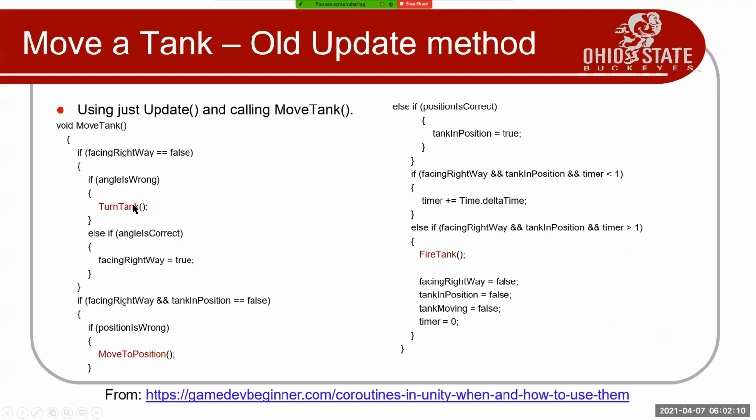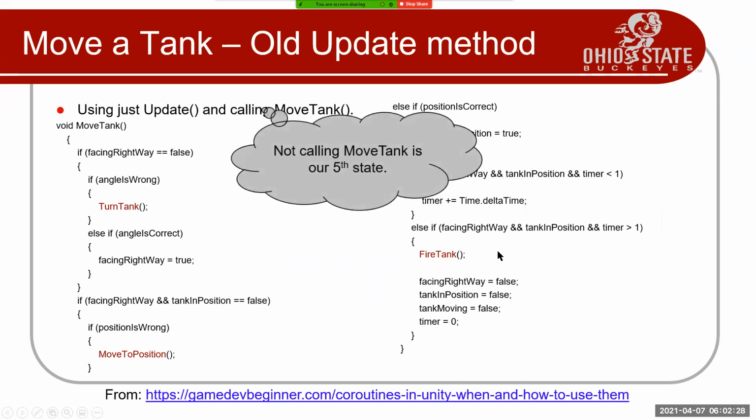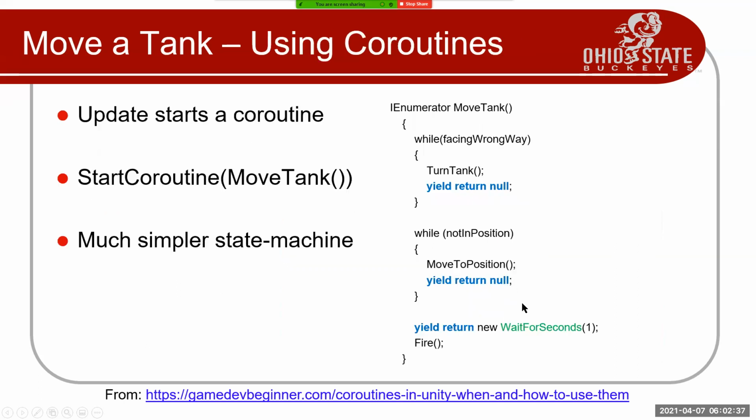we have this concept of really having different states, okay? I have turning, I have moving. In this case, I have a time delay over here, and then I have firing the tank. And our 5th state is actually, if all of these if statements turn out to be false, in which case move tank is a no-op. So that's our fifth state.